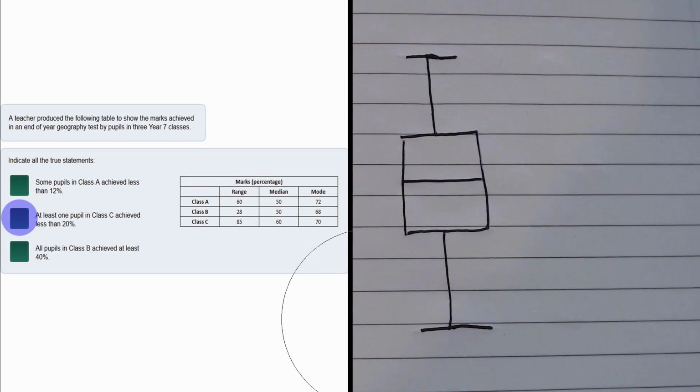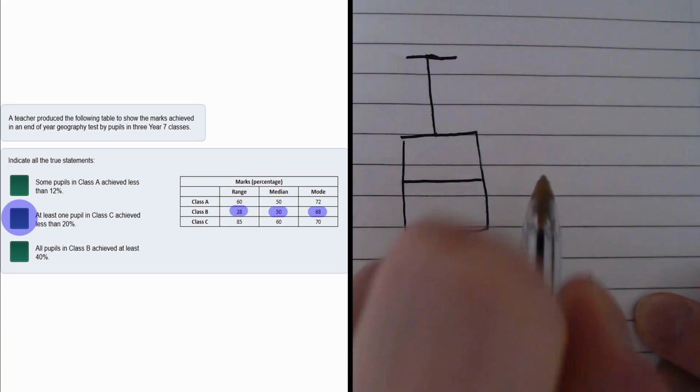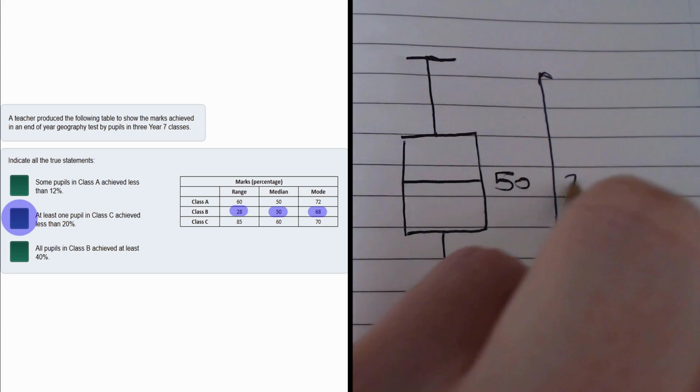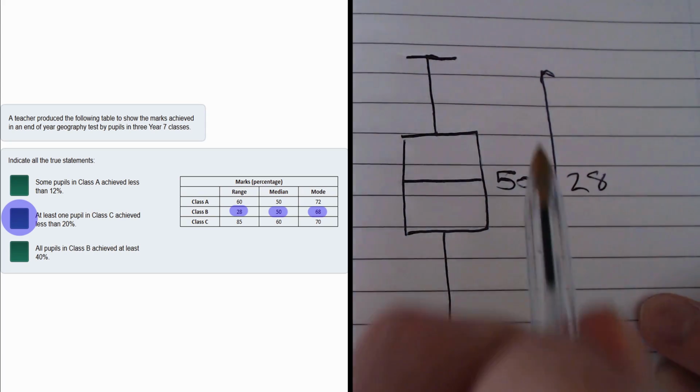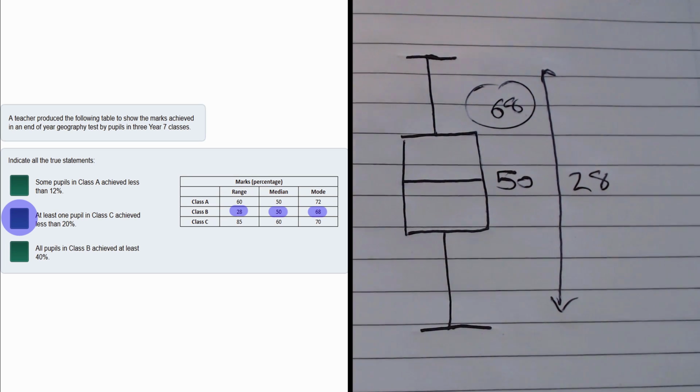So let's go and have a look now at statement 3. Well, this claims that all pupils in Class B achieved at least 40%. Well, let's have a look at the stats for Class B. We can see from the table the range is 28, the median is 50, and the mode is 68. Again, we can put this into here. The median is 50, the range is going to be 28, and the mode is 68, so again, it's somewhere above the median, but we don't know where. Now, it says all pupils in Class B achieved at least 40%.